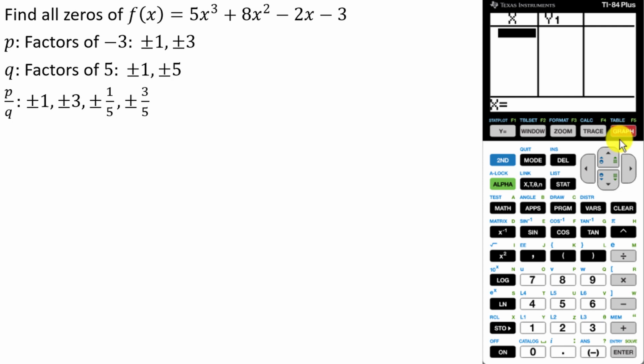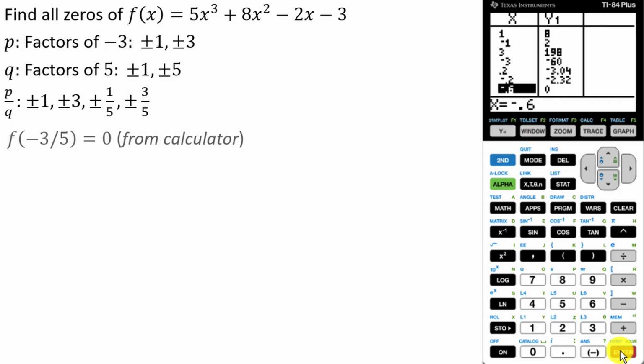Now let's start typing in possible zeros. We have 1, -1, 3, -3. Doesn't look like any of the whole numbers worked, so let's try the fractions. We have 1 over 5, -1 over 5, 3 over 5, negative 3 over 5. Oh, looks like that one works, on our last chance too.